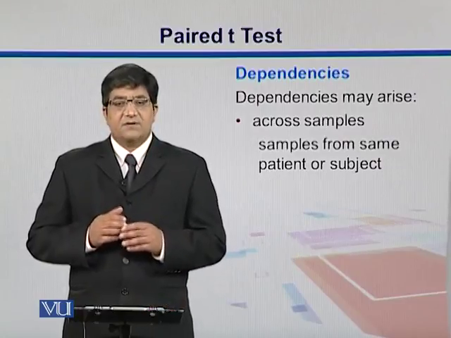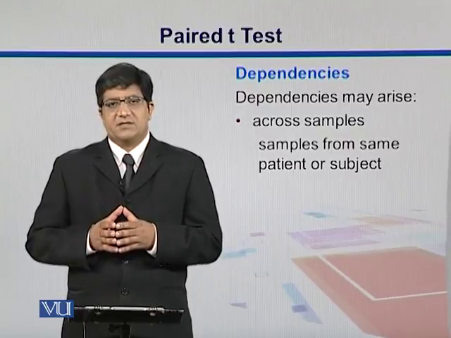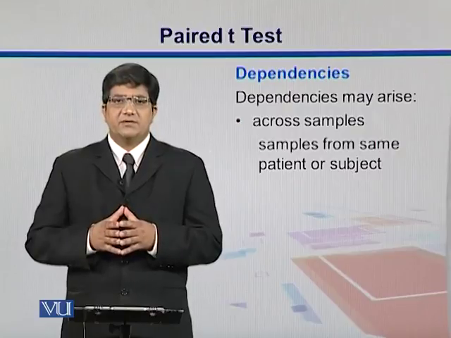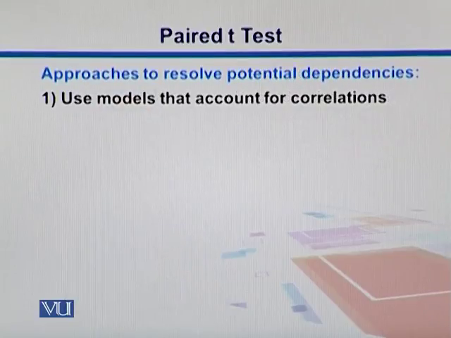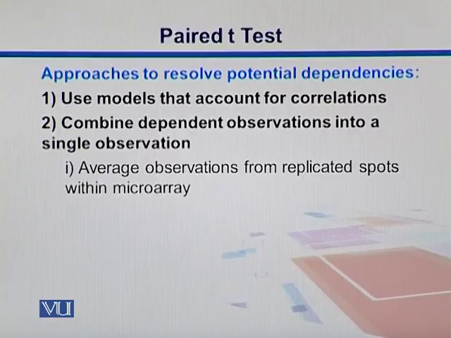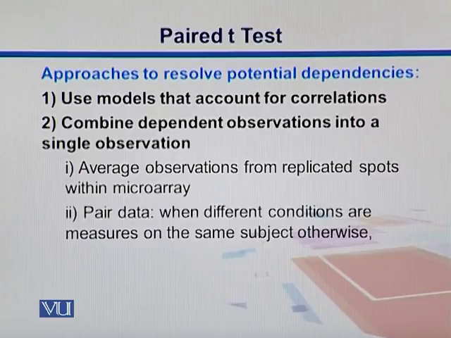You might have samples from the same patient or subject. In this case, the samples obtained from the same subject or the same patient are correlated with one another. How to deal with these dependencies? We can use models that account for correlations, since those observations are correlated with one another. So we can fit those correlations into our models. We can combine those dependent observations into a single observation. We can take the average observation from replicated spots. We can pair up the data.